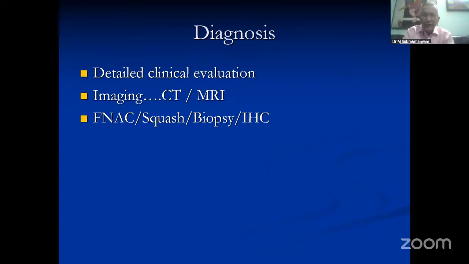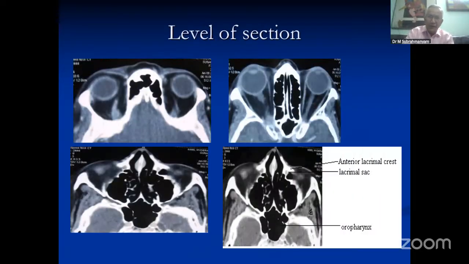So the diagnosis depends on the detailed clinical evaluation and imaging, which could be CT or MRI. For me, my preferred imaging technique is CT, and if necessary, we can go for a FNAC, fine needle aspiration cytology, squash smear, biopsy, and IHC, immunohistochemistry. Immunohistochemistry can definitely pinpoint the diagnosis whenever there's a doubt with the picture.